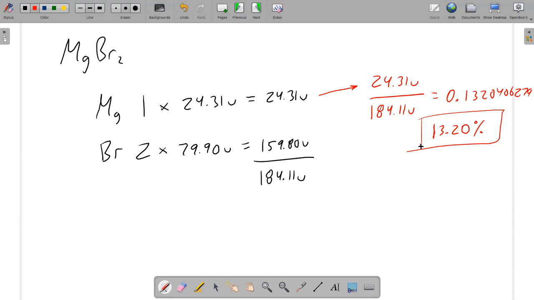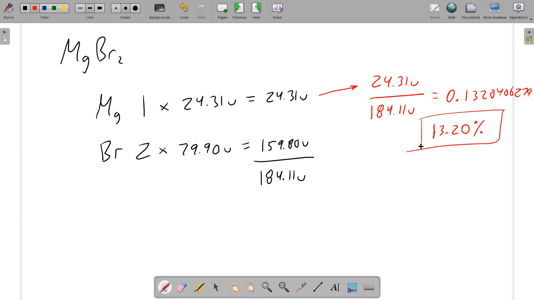There are twice as many of them, and each bromine atom is a little bit more than 3 times the mass of a magnesium. So because each bromine has 3 times the mass and there are twice as many of them, then bromine contributes about 6 times more of the total mass of the compound than magnesium does. That's all you'd have to do. If you also wanted to know the percent that's bromine, then you can calculate it.